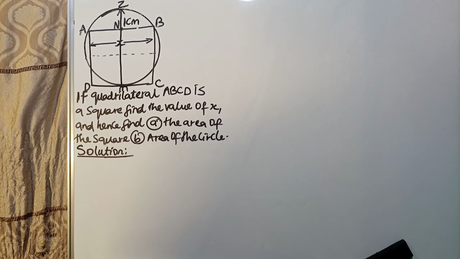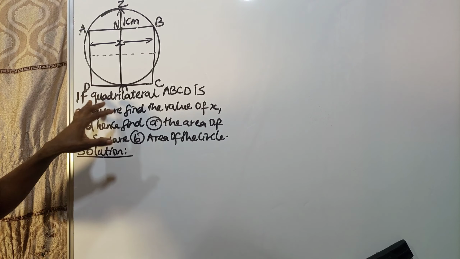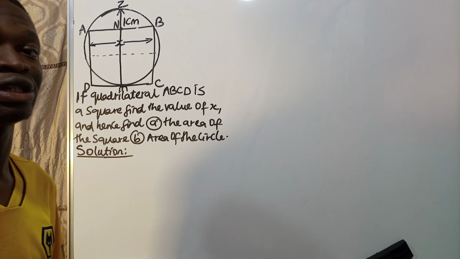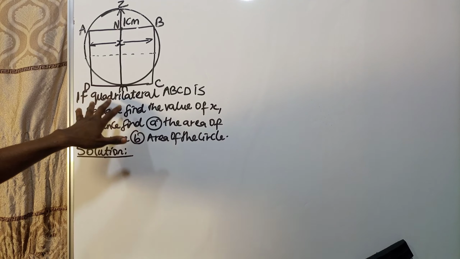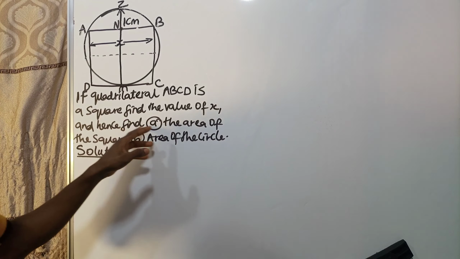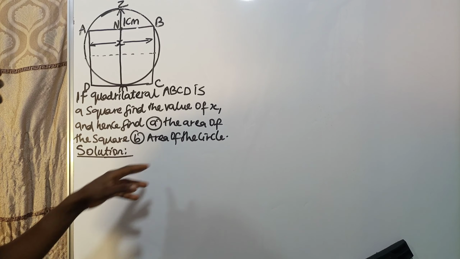Let's quickly solve this question. My follower sent this question for me to help her and solve it. So I solved it on a sheet of paper, and I decided to make a video on it. The question says, if quadrilateral ABCD is a square, find the value of x and hence find the area of the square and the area of the circle.